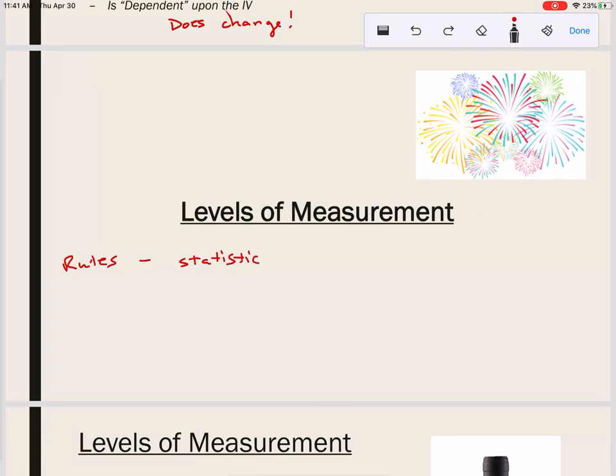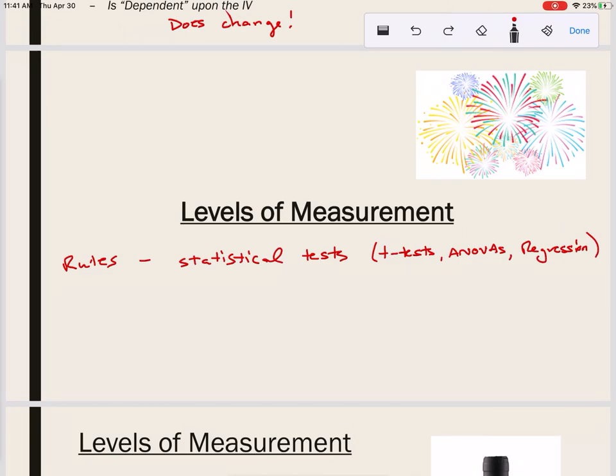Why should you care? Well, ladies and gentlemen, there are rules when we do statistical tests. Damn the rules. But this is important. So when we later start talking about t-tests, ANOVAs, regression analyses, oh dear, and many, many more. When we run these statistical tests, there are rules. And some of these rules relate to the levels of measurement of our variables.